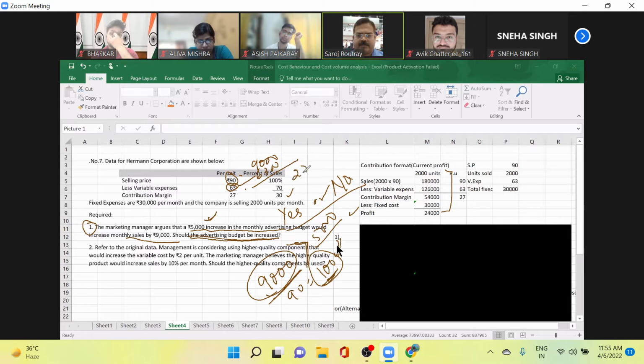So how much saving will you have? You will have a saving of 2,700, whereas your cost is 5,000. So your saving is less than your cost. So we will not go for it, right? That is the correct answer.